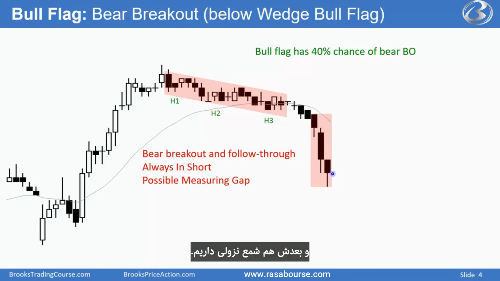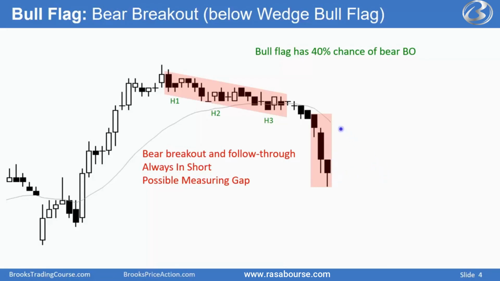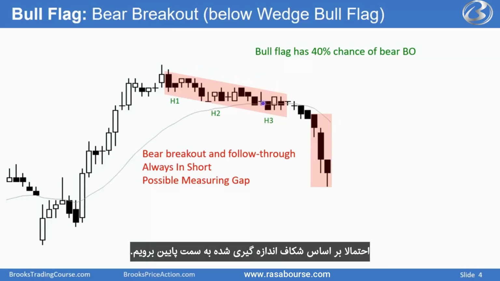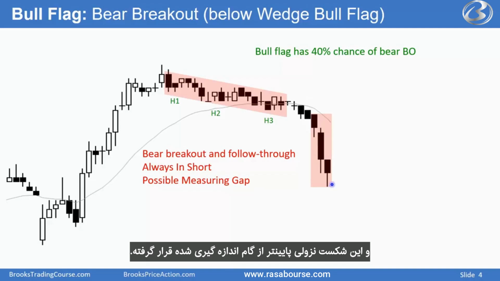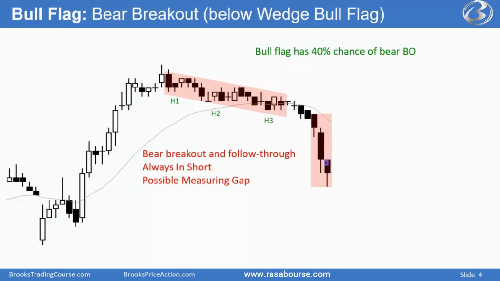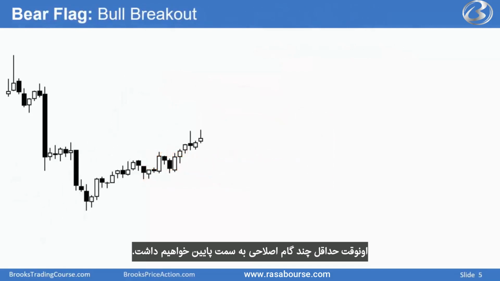And then there's a follow-through breakout bar, so the odds are we'll get at least a second leg down and at least a measured move down. There's probably a measuring gap, but this upper range is so small, we've already gone more than a measured move down. But the key point is a big bear breakout with follow-through below a bull flag. We're probably going to get at least a couple legs sideways to down.